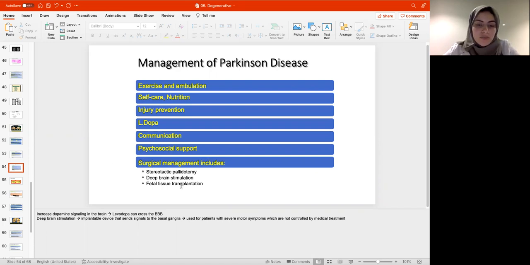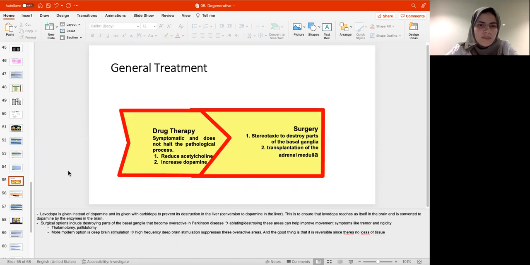Surgery, I'm going to focus more on the surgery because he mentions it. The one that's more common nowadays is deep brain stimulation. But before, they used to do pallidotomy or thalamotomy, where they basically go in and destroy some parts of the basal ganglia and the thalamus, okay? They would do this because those areas become hyperactive in Parkinson's disease, and they cause the tremors and the rigidity. So they do that to basically improve his symptoms.